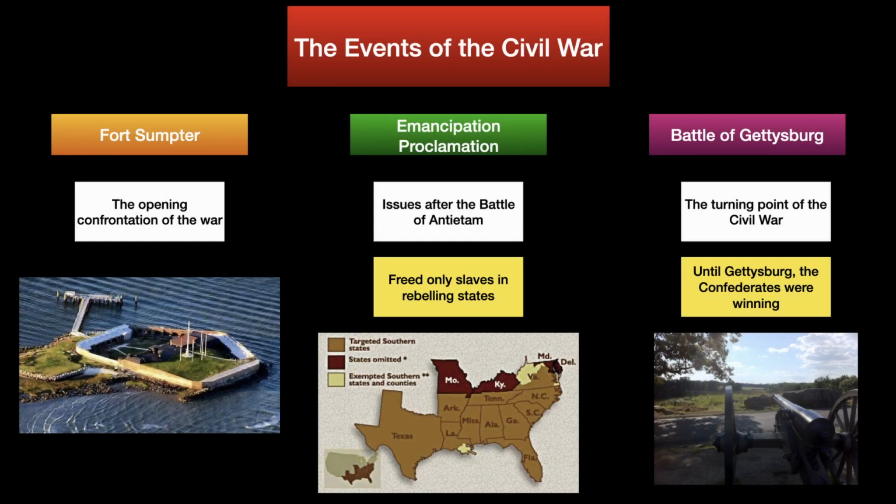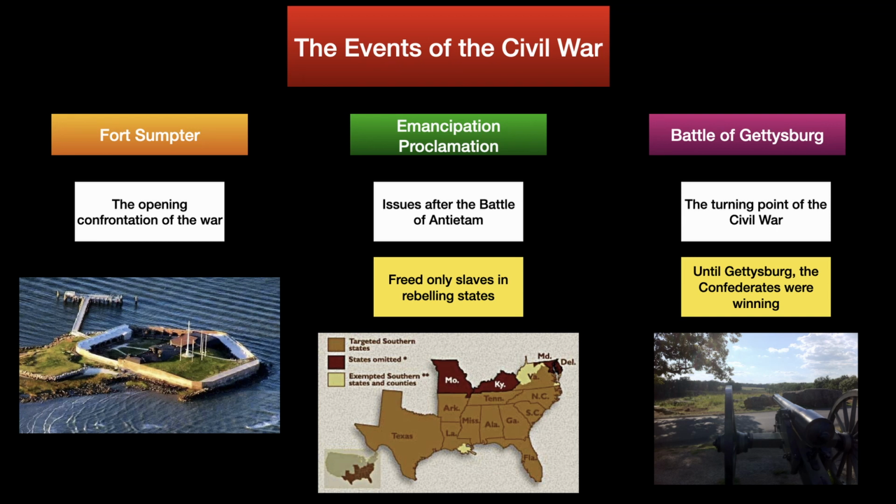Now, the Virginia U.S. history course is not a military history, meaning we're not going to talk about all the different battles and so on. There's really only a couple that we touch on. But the first thing is we're going to talk about the key events of the Civil War. So first and foremost, Fort Sumter. This is the opening confrontation of the war.